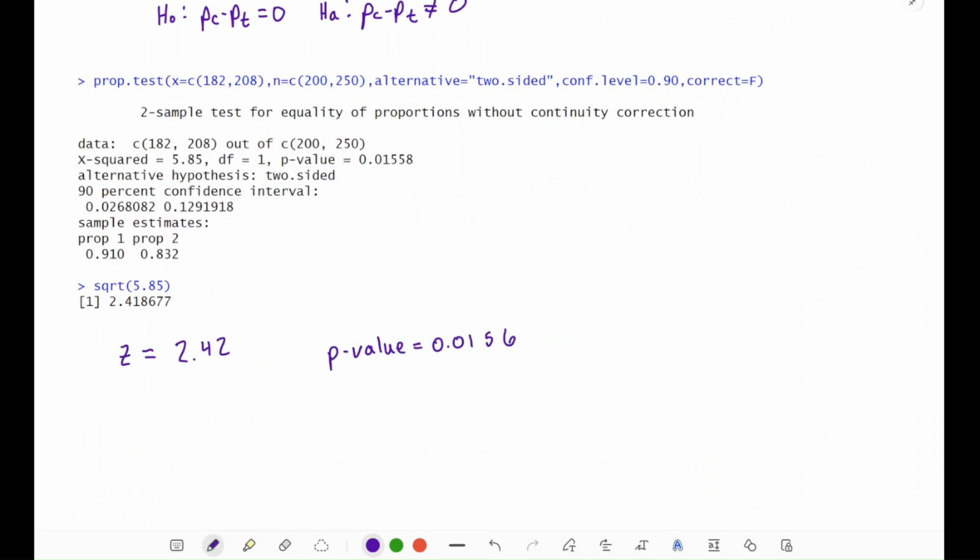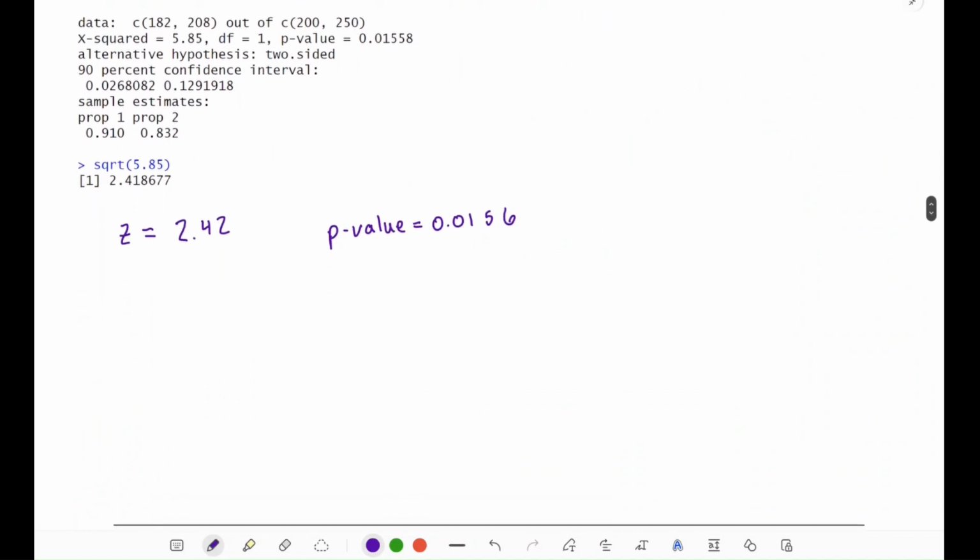And now it's time to make our decision and then our conclusion. So since the p-value is less than alpha, because alpha is 10% and 1.5% is less than 10%, this implies that we reject the null and support the alternative.